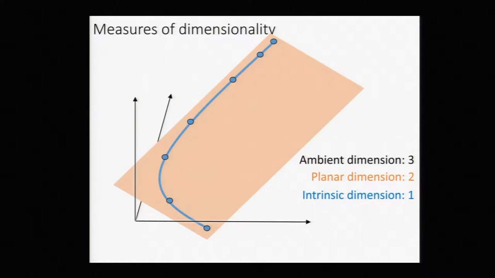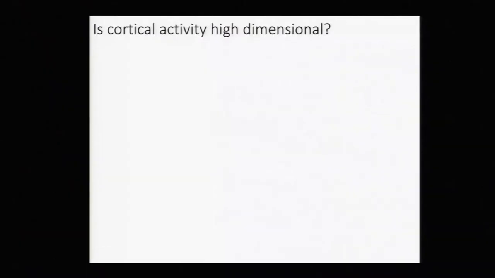So we've got these three different definitions of dimension. This is the number of neurons, this is the size of the plane it can fit on, and this is the non-linear dimension of the manifold itself. And they need to be in this order. This needs to be bigger than this, which needs to be at least as big as this. Okay, so the question: is cortical activity really high dimensional?